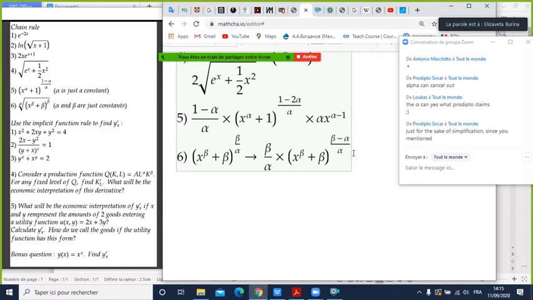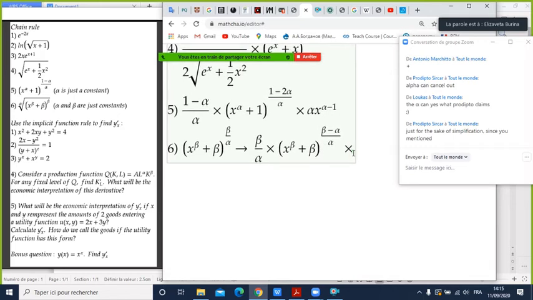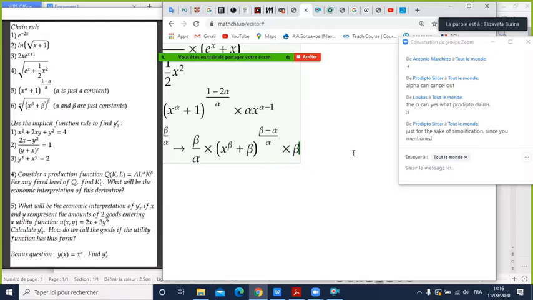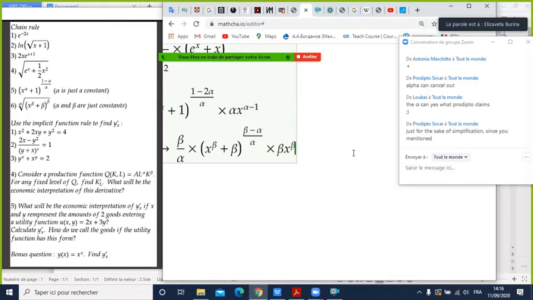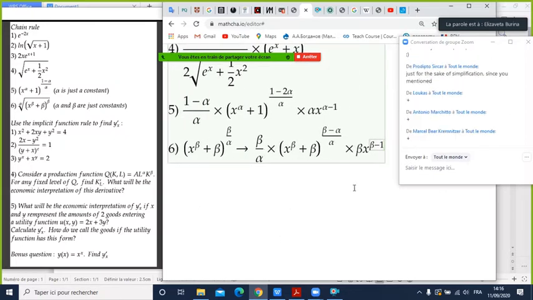Now what we have to do is multiply this whole thing by the derivative of the inner function, so that's just beta x to the power of beta minus 1. Okay, beautiful, I have a plus and many pluses. Whoa, I nailed the chain rule. Okay, perfect. Now implicit function rule.